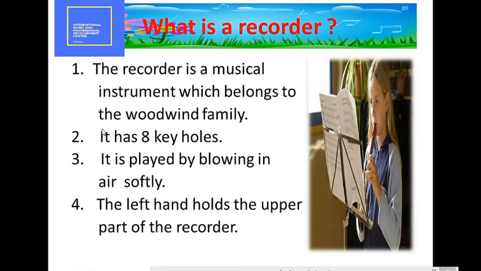And then the second point is that it has 8 keyholes, and it is played by blowing in air. So these are the important facts about the recorder. And then the left hand holds the upper part of the recorder. We're going to go into more details.